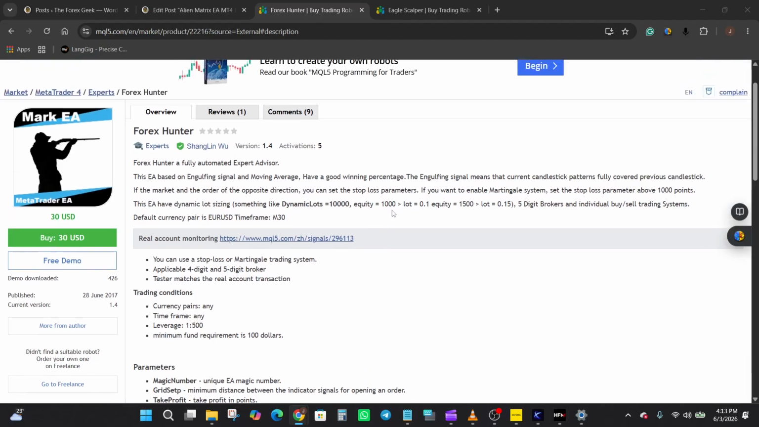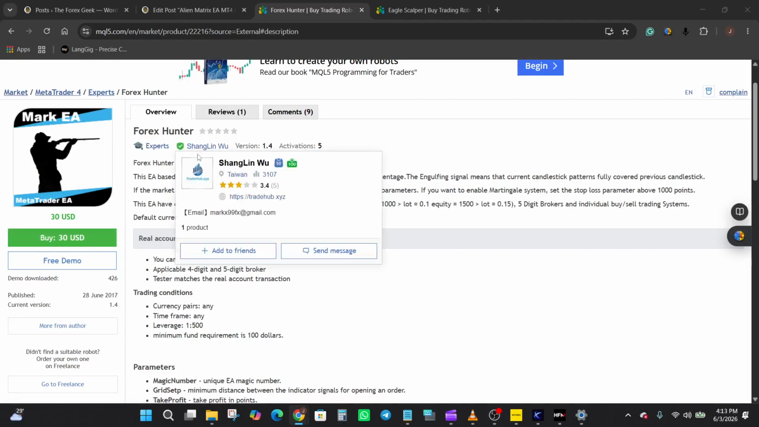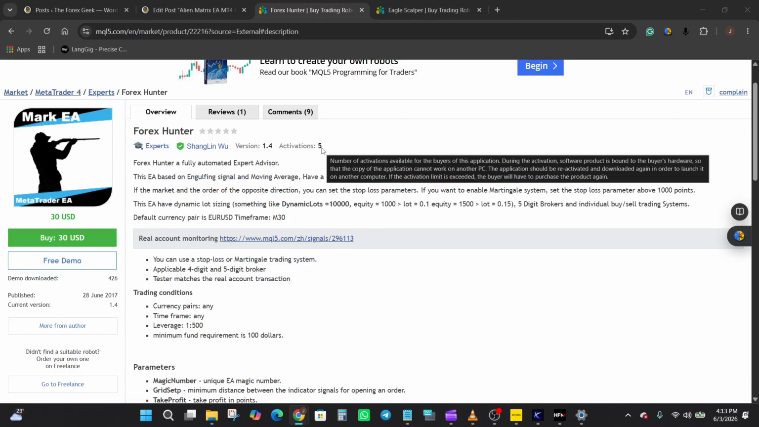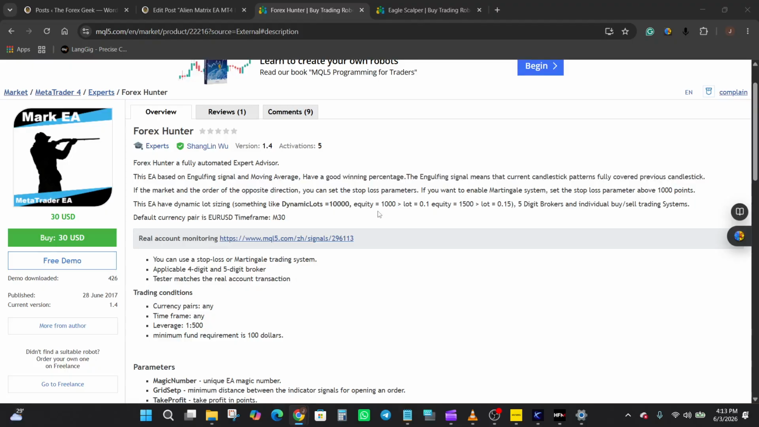Right next to that, I can see the pricing is set at 30 US dollars with the developer listed as Shanglin Wu. It's currently at version 1.4 and there are 5 activations available, which basically means how many times it can be installed depending on your account setups.